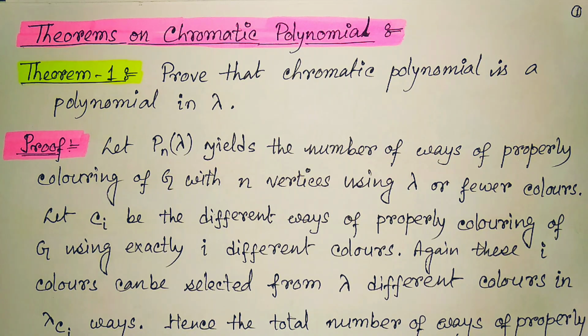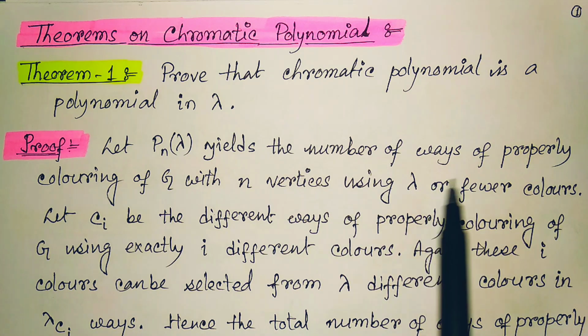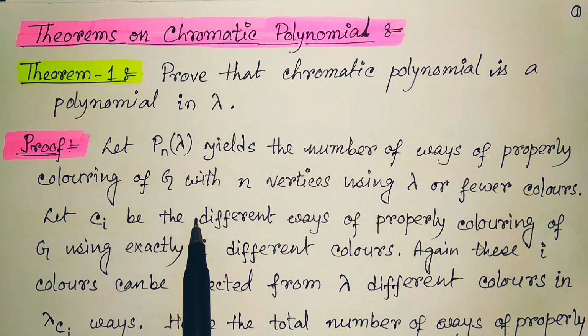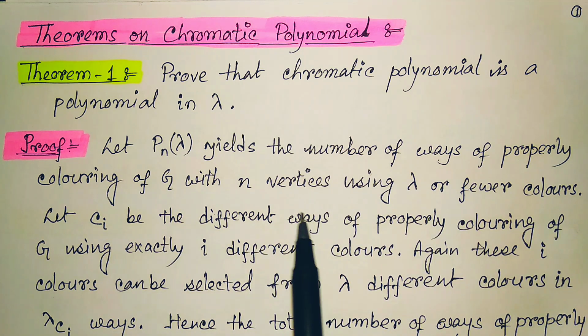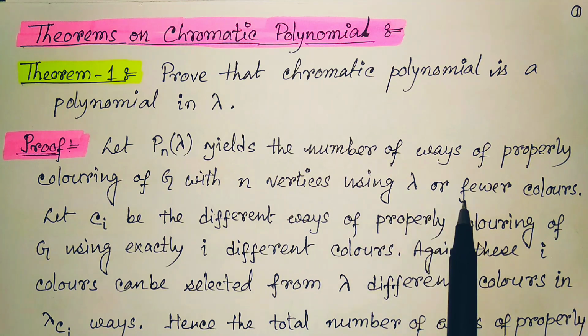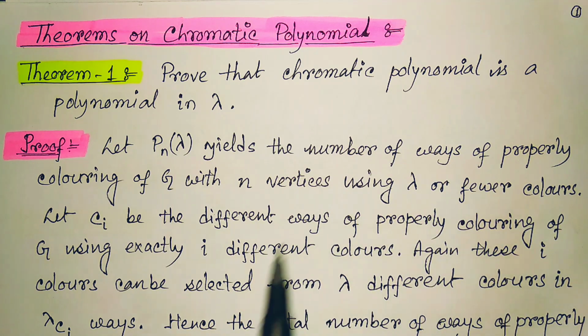So how to prove it? Let Pn(lambda) yield the number of ways of properly coloring G with n vertices using lambda or fewer colors. Initially a graph G is given with n vertices and we choose lambda different colors to color the graph G. Definitely lambda should be less than or equal to n, the number of vertices.